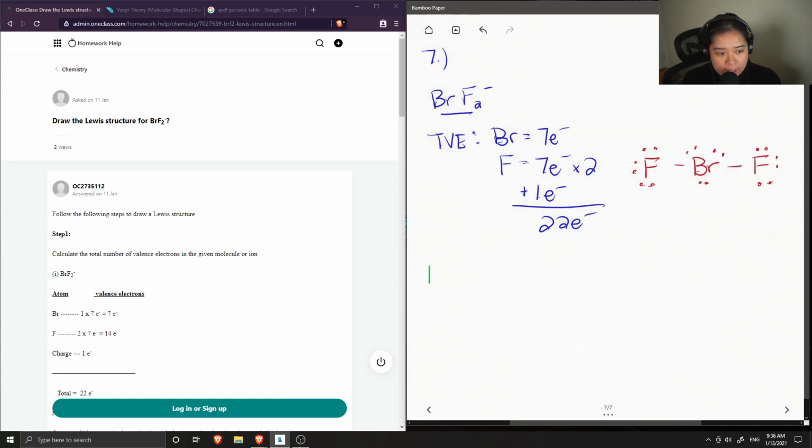So now I'm going to calculate the formal charge. Formal charge is equal to the number of valence electrons, minus the number of non-bonding electrons, minus the number of bonding electrons divided by 2.